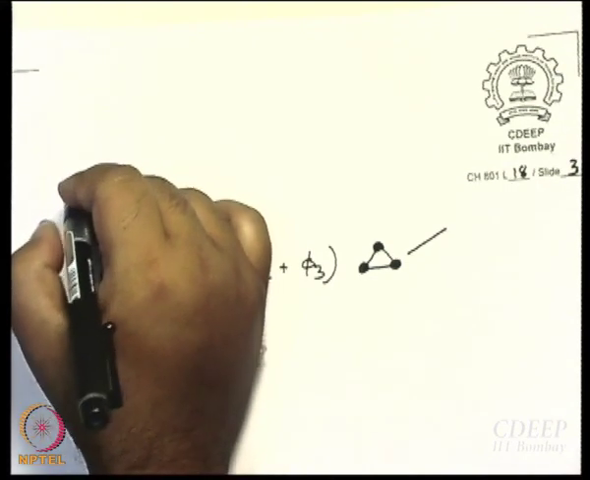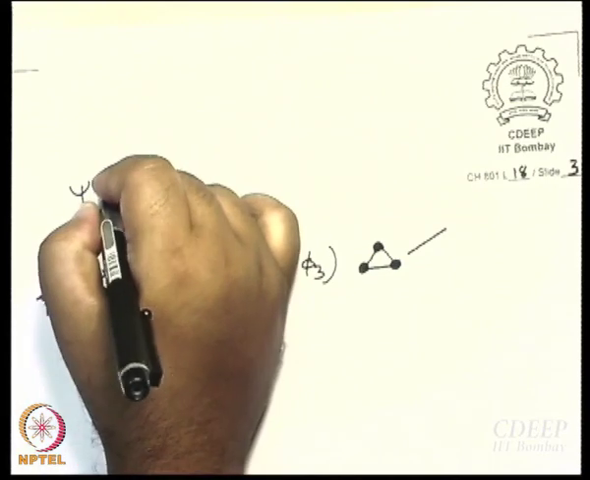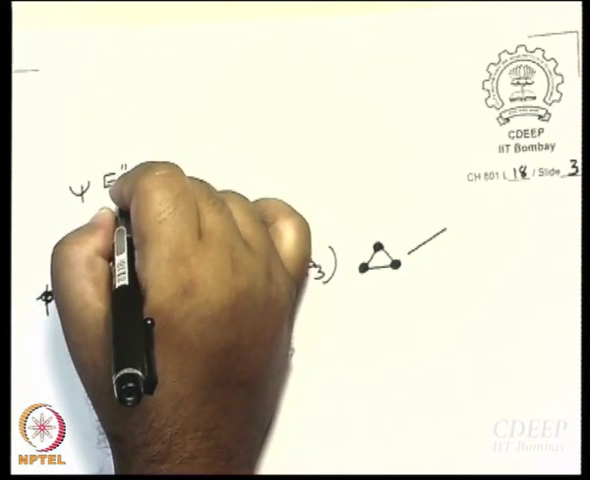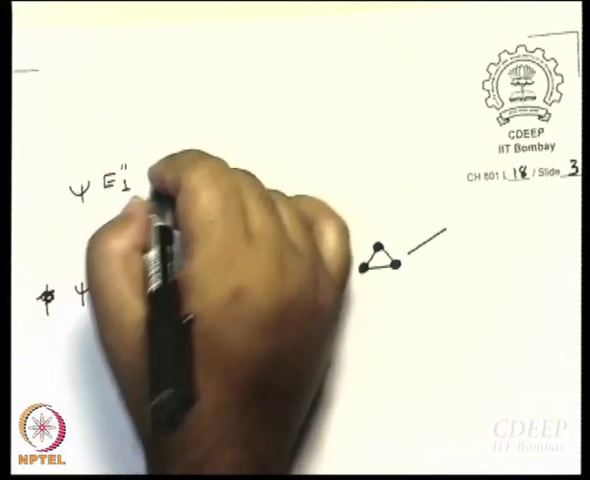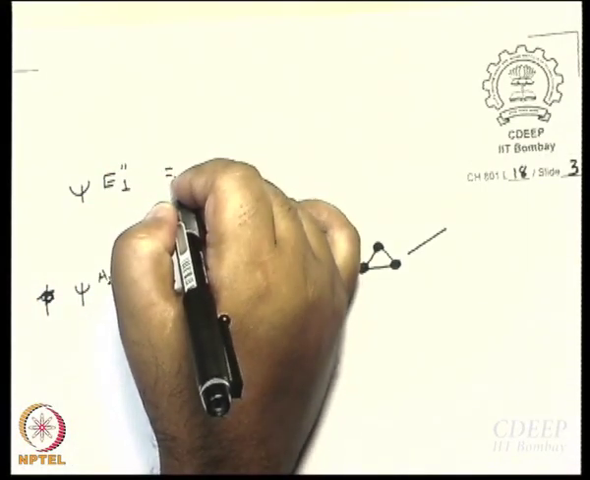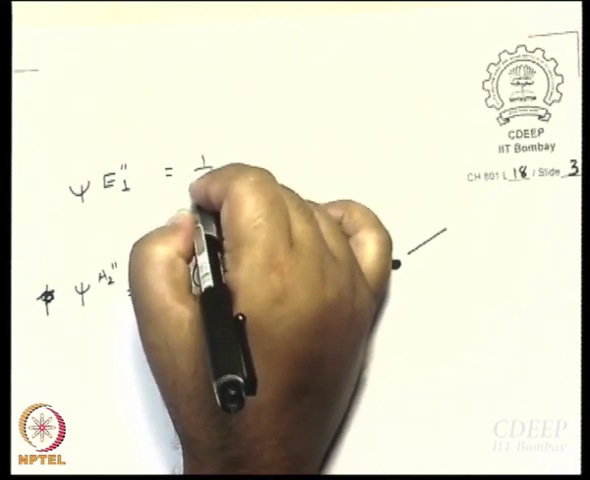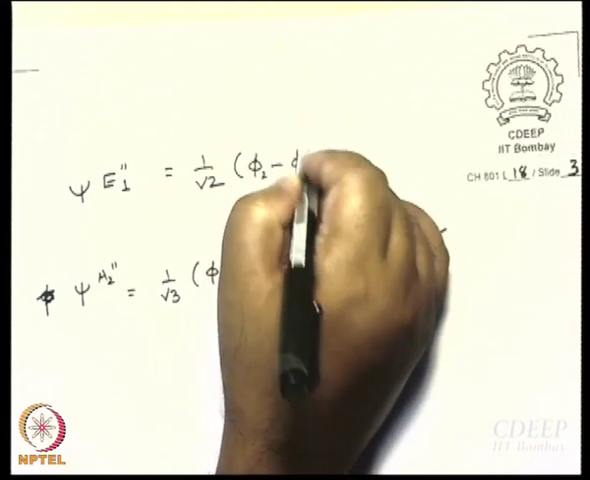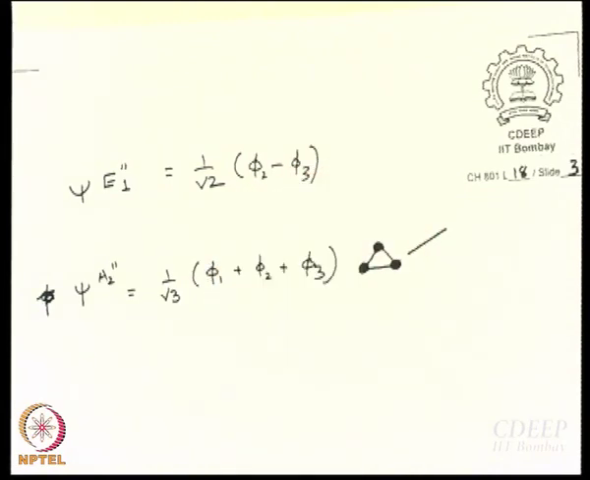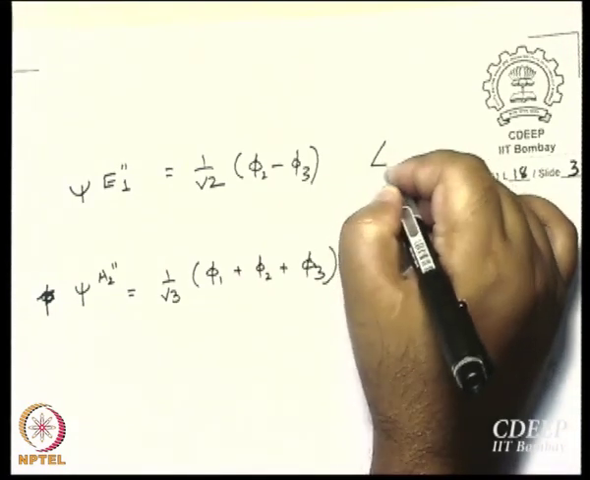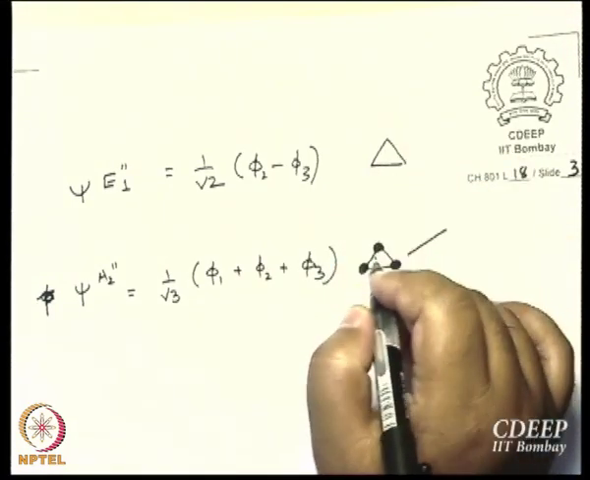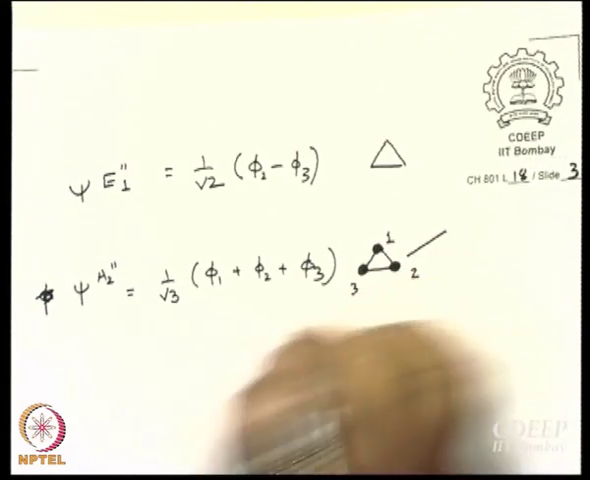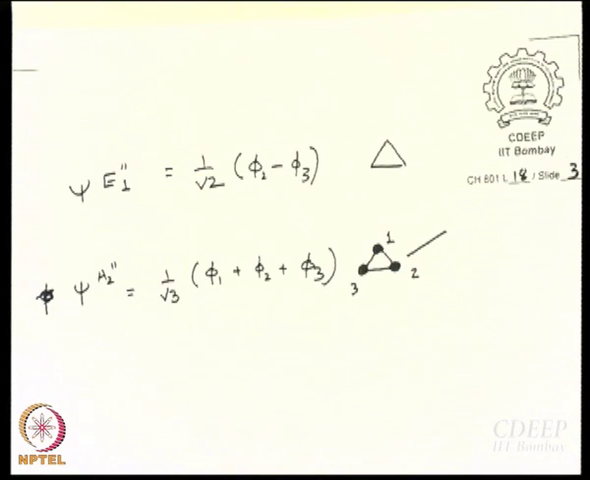Now, next one, psi E double dash, I will put the subscript here, 1. What is it? Let me write the simpler one first, 1 by root 2 phi 2 minus phi 3. Now, if I want to draw it, maybe let me put the numbers here 1, 2 and 3. Can be anything, does not matter, 1, 2 and 3.